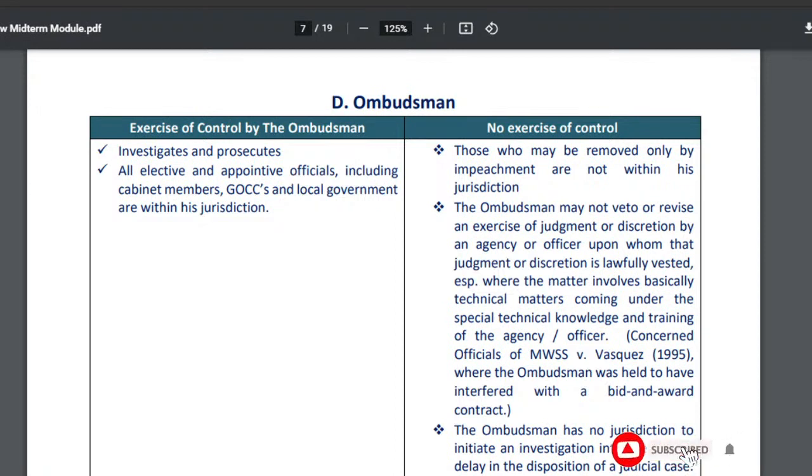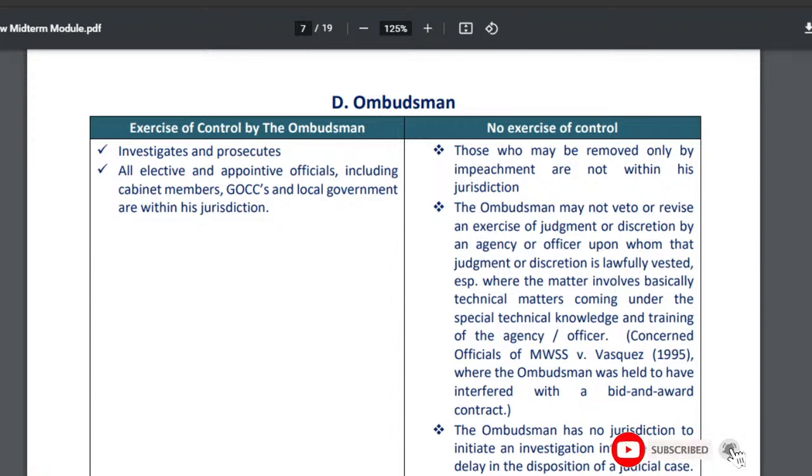There is no exercise of control by the Ombudsman over those who can only be removed via impeachment. So the President, Vice President, Supreme Court Justices, and the Ombudsman cannot be removed by the Ombudsman. The Ombudsman has no control over the case. He also cannot veto, change, or revise the exercise of judgment or discretion by the agency or officer upon whom that judgment or discretion is lawfully vested, because the Ombudsman has no special technical knowledge and training of the agency.